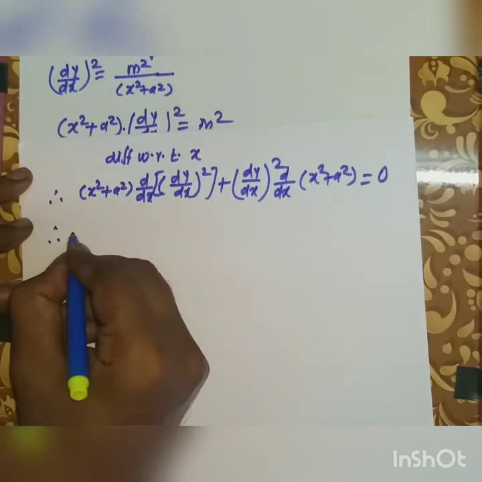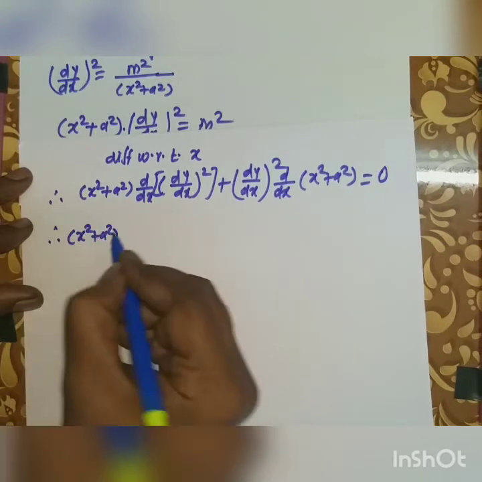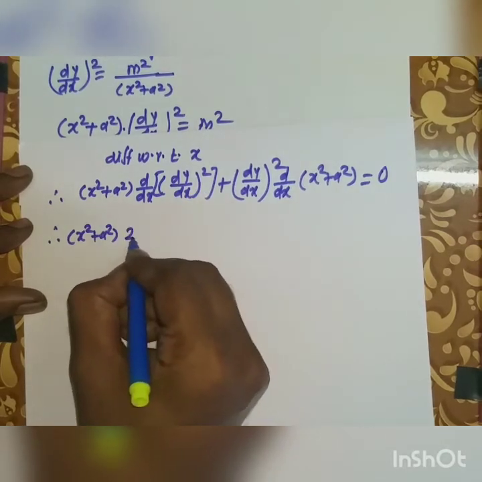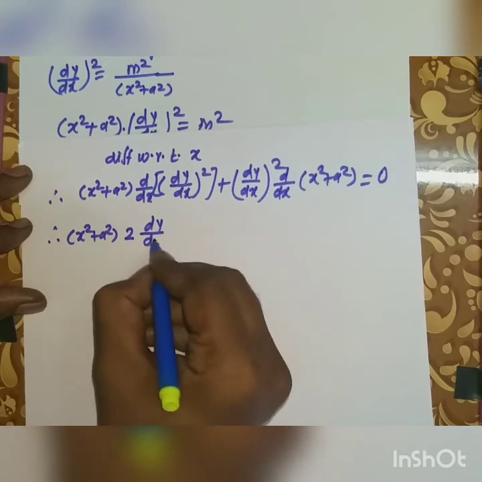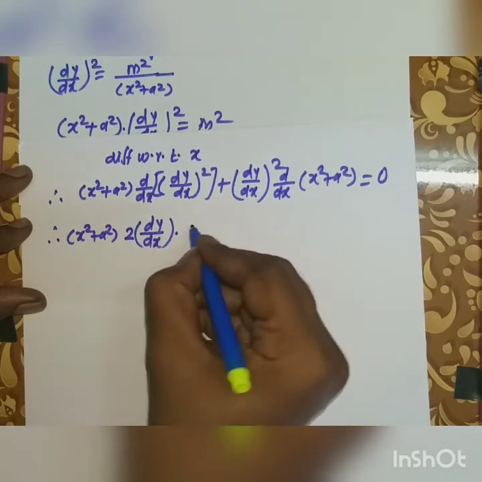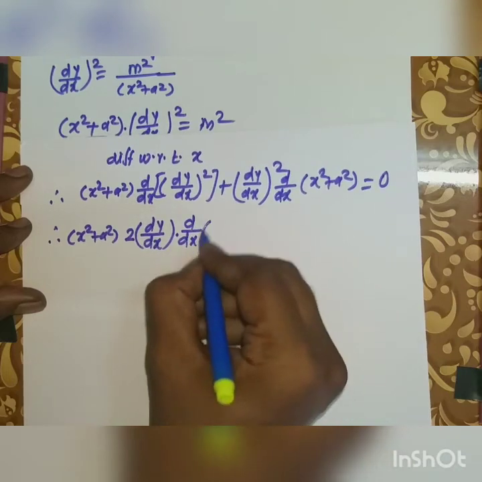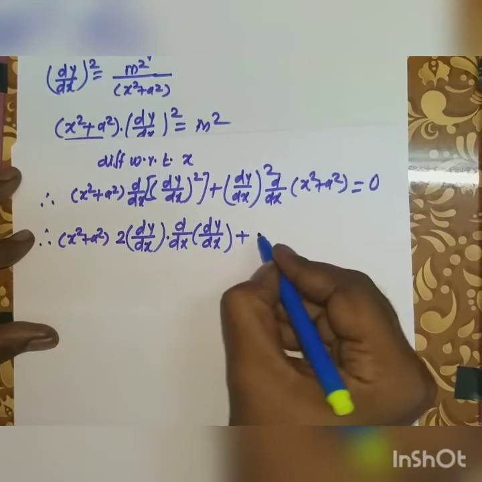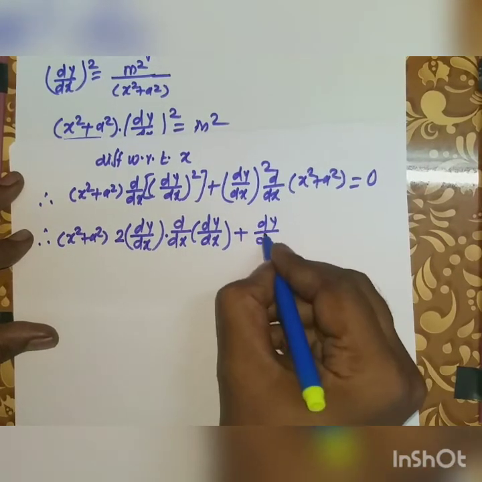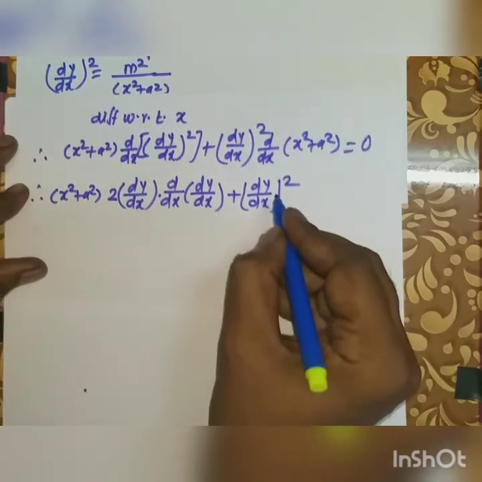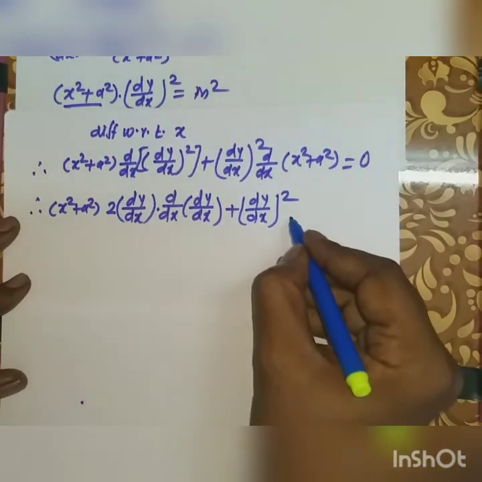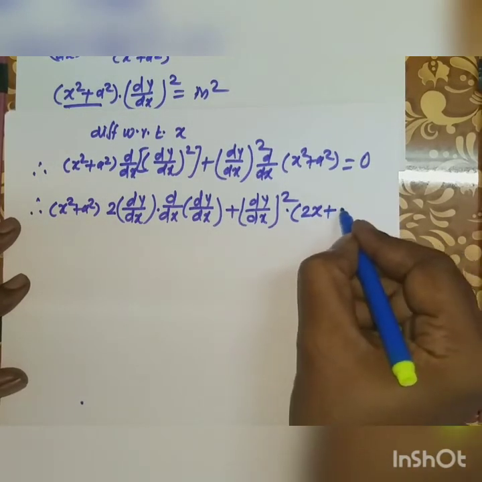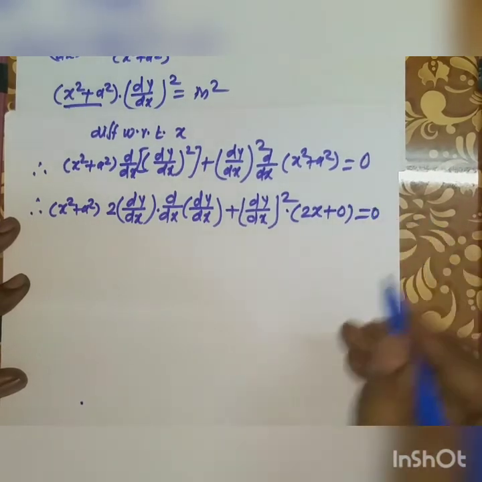Therefore, next step: x square plus a square into the derivative of dy by dx bracket square, which is 2 into dy by dx, a function of a function. Again take its derivative, d dx of dy by dx, plus dy by dx bracket square into the derivative of x square plus a square, which is twice x, as a square is a constant and its derivative is 0, is equal to 0.